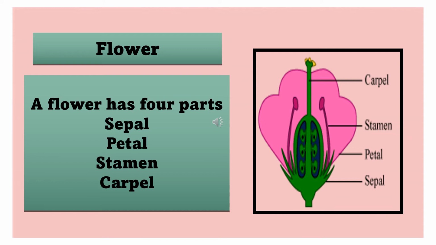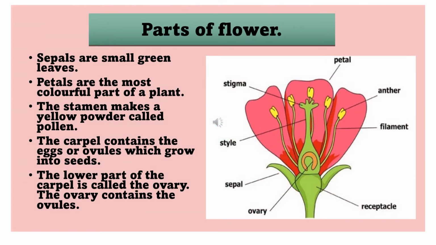Our next topic is flower. Today we will read about different parts of a flower and their functions. A flower has four parts: sepal, petal, stamen and carpel. My dear students, now let's have a look at the parts of a flower.